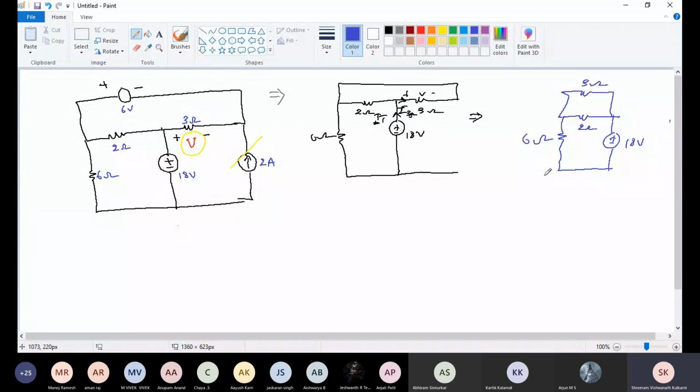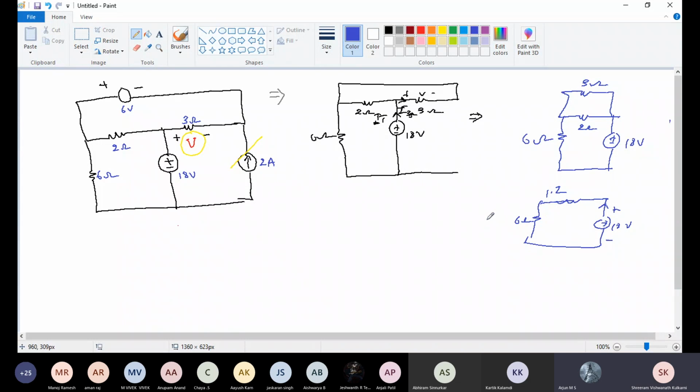2 in parallel with 3 gives 1.2. Okay, 1.2. This is 6 ohm, this is 1.2. These two are now in series, and we'll replace them with a single resistor.